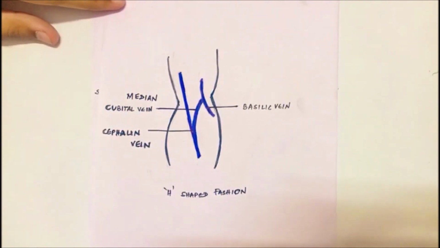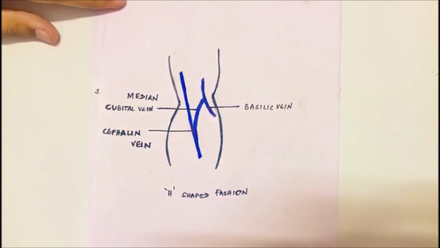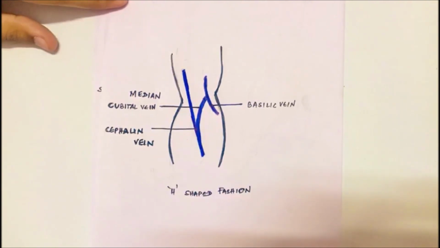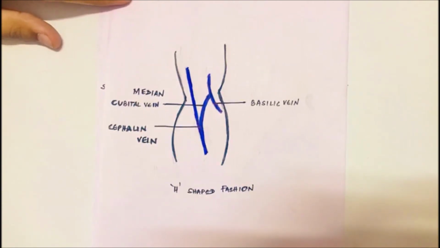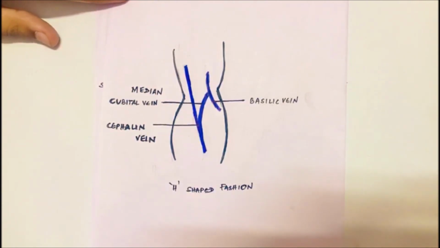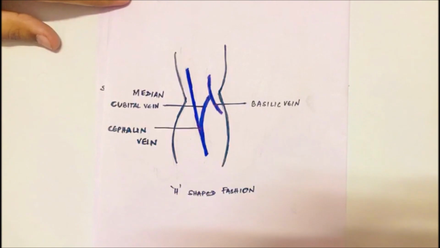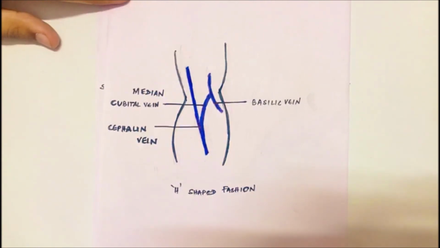It is a communicating venous channel between the cephalic and the basilic vein. It begins from the cephalic vein 2.5 cm below the elbow bend, runs obliquely upward and medially to end in the basilic vein 2.5 cm above the bend of the elbow.